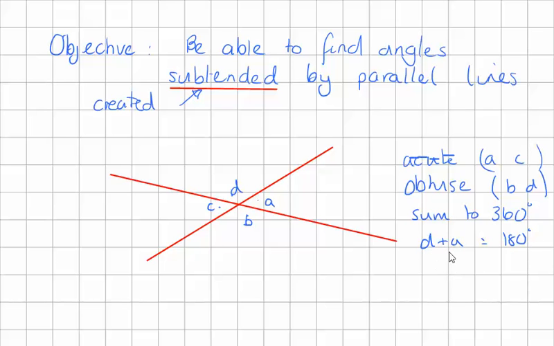Anything else? C plus B. Careful, does any two add up? No, not any two. A and D, yes. B and C, yes. A and B, yes. And C and D, yes. They all add up to 180 degrees. Because then C and A add up to... Careful. You haven't guessed, because we don't know.